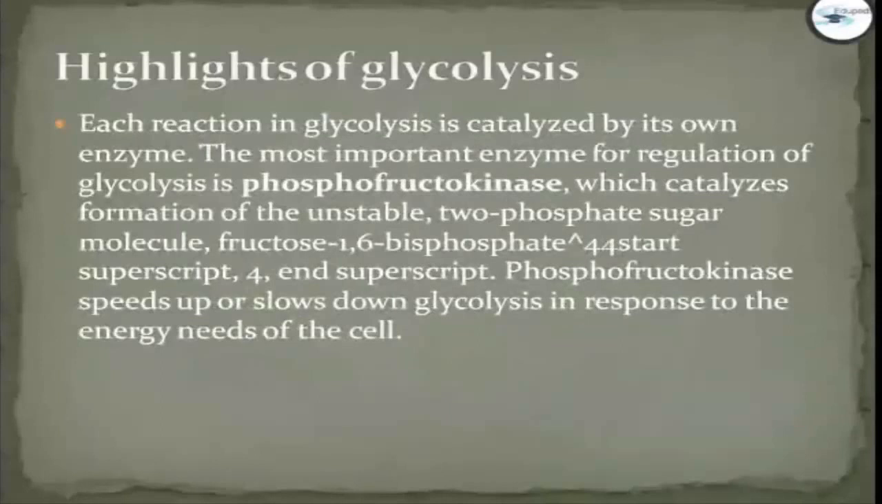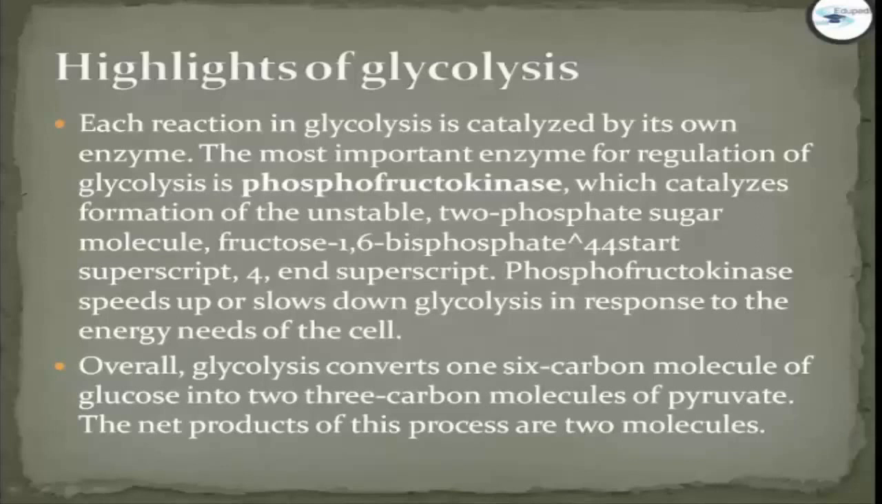The next highlight: each reaction in glycolysis is catalyzed by its own enzyme. The most important enzyme of regulation of glycolysis is phosphofructokinase, which catalyzes formation of the unstable 2-phosphate sugar molecule, fructose 1,6-bisphosphate, and it speeds up or slows down glycolysis in response to the energy needs of the cell.